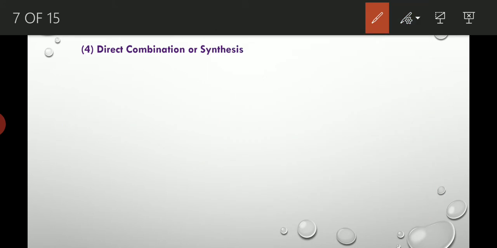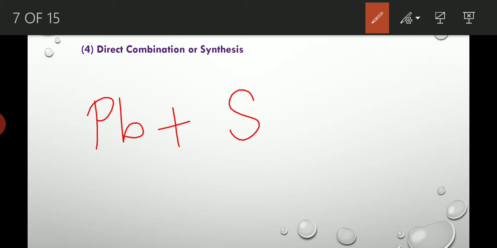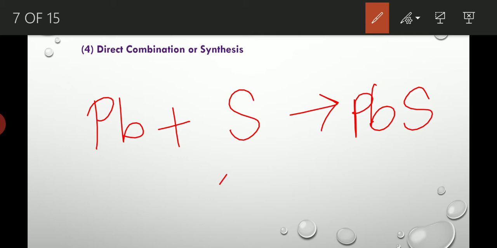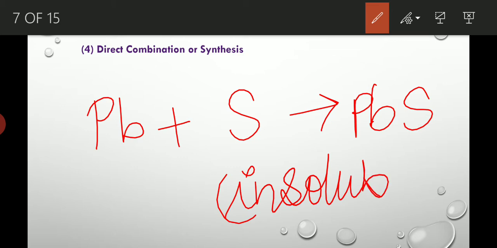Let's take lead. Lead is a metal. When it reacts with a non-metal like sulfur, then it gives rise to PbS, lead sulfide. This lead sulfide is an insoluble salt. So with the help of this method, direct combination or synthesis, we can prepare both soluble or insoluble salt. Clear?